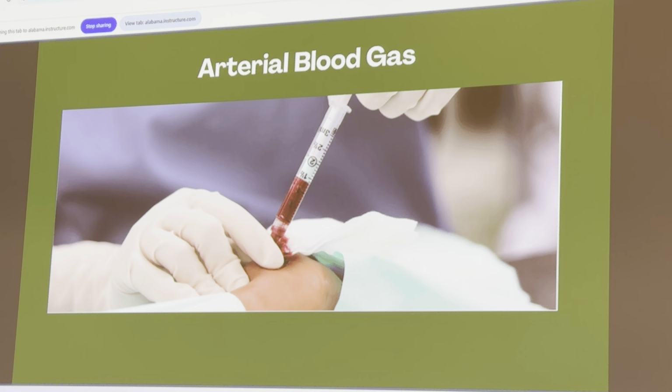I would really pay attention to this arterial blood gas stuff. You are going to get tested on it. Just throwing that out there, you are going to have practice questions on arterial blood gases, so please commit this to memory as much as possible.